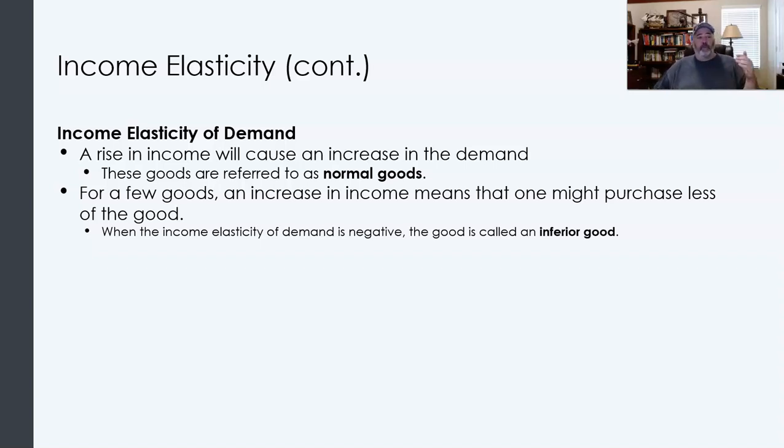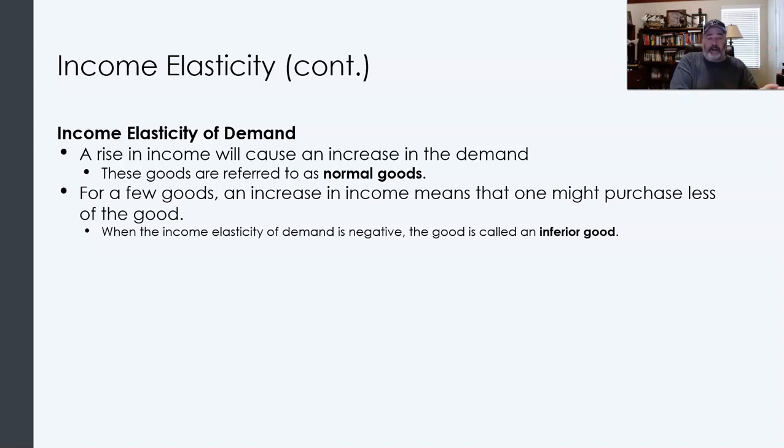So an increase in income will cause an increase in demand for normal goods and a decrease in demand for inferior goods. So when you calculate your income elasticity of demand, if it is negative, it's an inferior good. If it's positive, it's normal. For both income and cross price elasticity, my inflection point is now 0. If it's positive, it's one thing. If it's negative, it's the other.